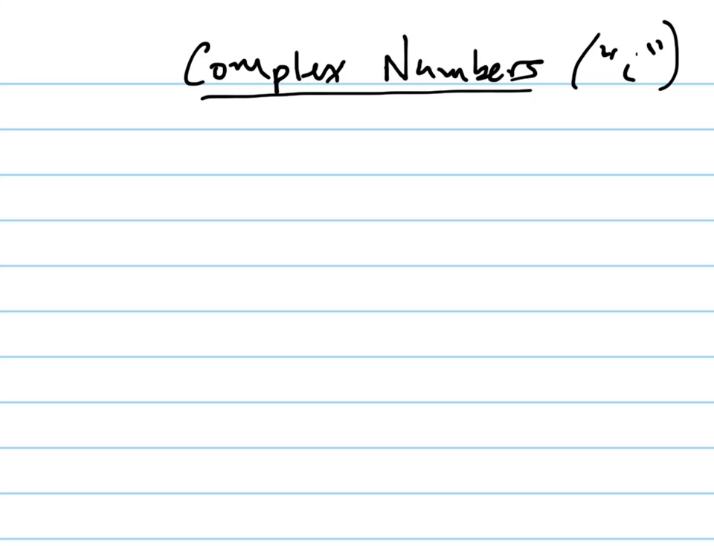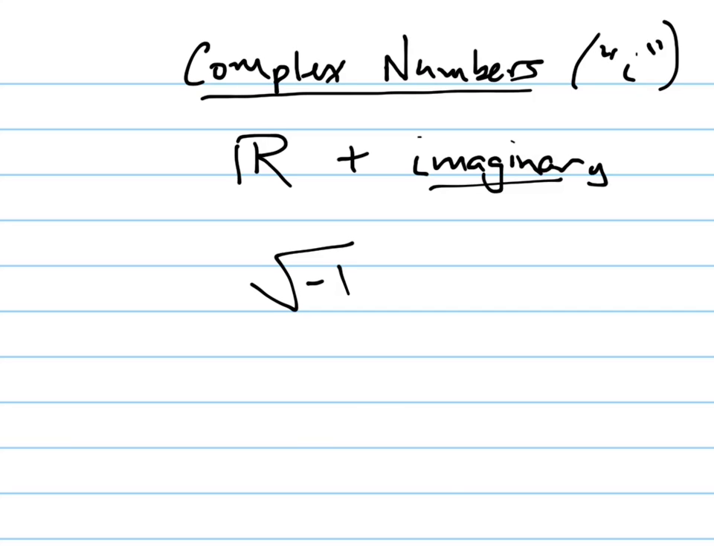Here's a little overview of complex numbers. Complex numbers are basically real numbers plus imaginary numbers. I know that sounds very funny, but there is such a thing as an imaginary number, and the imaginary number is basically relating to the square root of a negative number. We call that i. The square root of -1 is i.